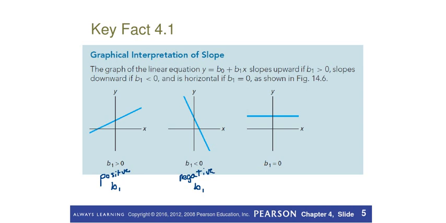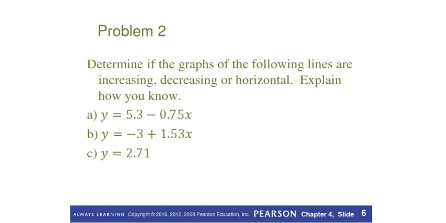If the slope is 0, that means that we have a horizontal line. And that's important for us to know. So we know the differences between each of these here. Let's try this out. What could we say about line A? Well, that's a good question. Let's see. We have y equals 5.3 minus 0.75x. So we want to know about the slope.